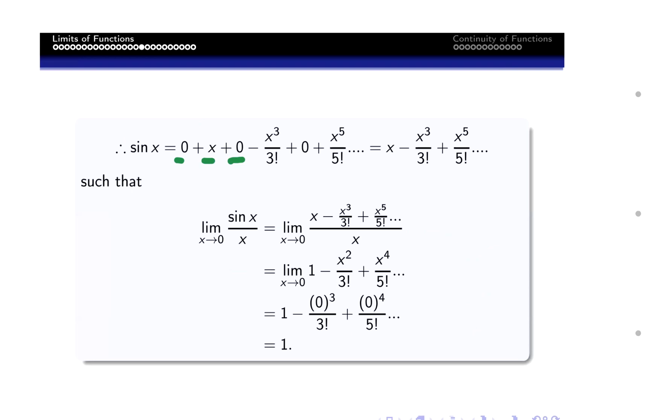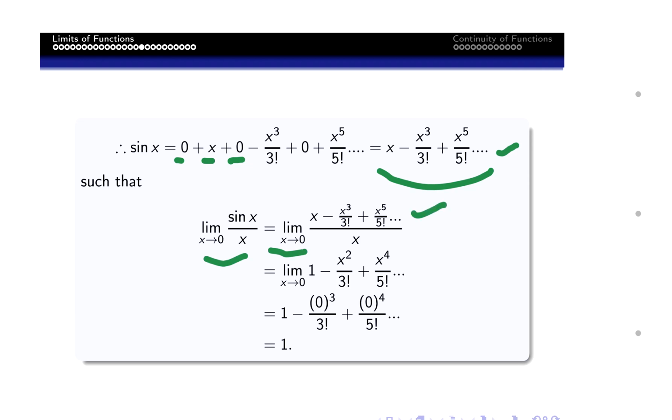Everything at the end of the day, sine x is x minus x cubed over 3 factorial plus x to the 5 over 5 factorial. Okay, so now that we have expressed it this way, we can go back and do the limit. The limit as x goes to 0 of sine x over x is equal to the limit as x goes to 0 of, sine x now being x minus x cubed over 3 factorial plus x to the 5 over 5 factorial, divided by x.